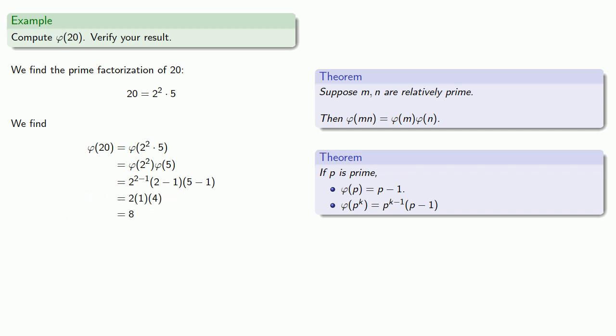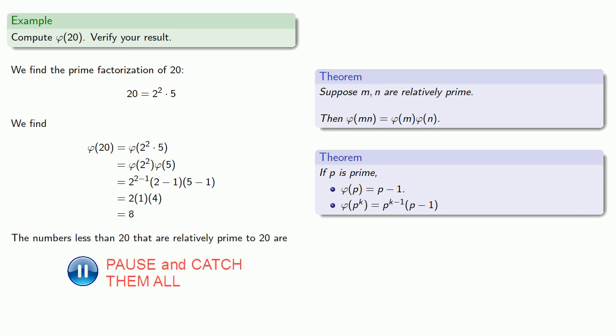And let's check this out one last time. So the numbers less than 20 that are relatively prime to 20 are... And we see that phi of 20 is actually 8, as computed.